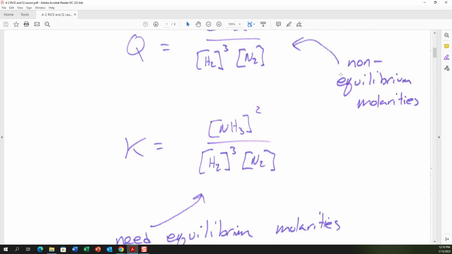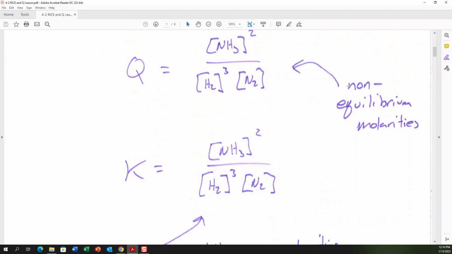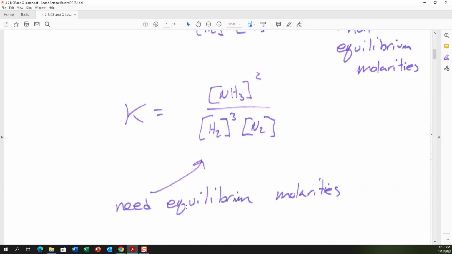So if you have non-equilibrium values, you plug them into the expression and you get a Q. If you do have your equilibrium values, you plug them into the expression and you get K. All right.